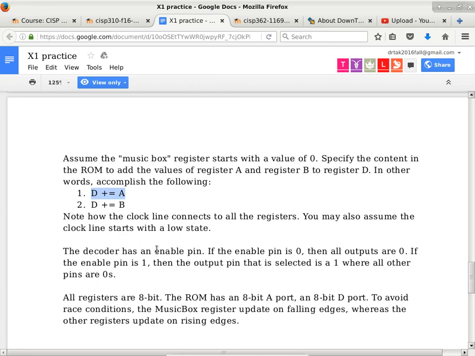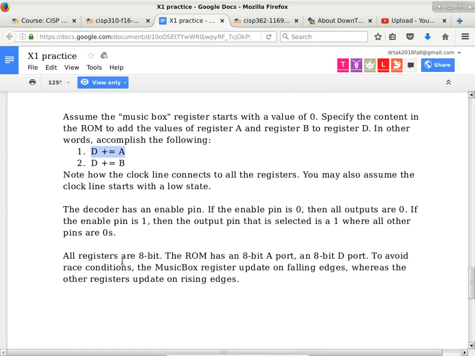The decoder has an enable pin. If the enable pin is 0, then all outputs are 0. If the enable pin is a 1, then the output pin that is selected is a 1, where all the other output pins are zeros. All registers are 8-bit. The ROM has an 8-bit address port and an 8-bit data port. To avoid race conditions, the music box register updates on falling edges, whereas the other registers update on rising edges.